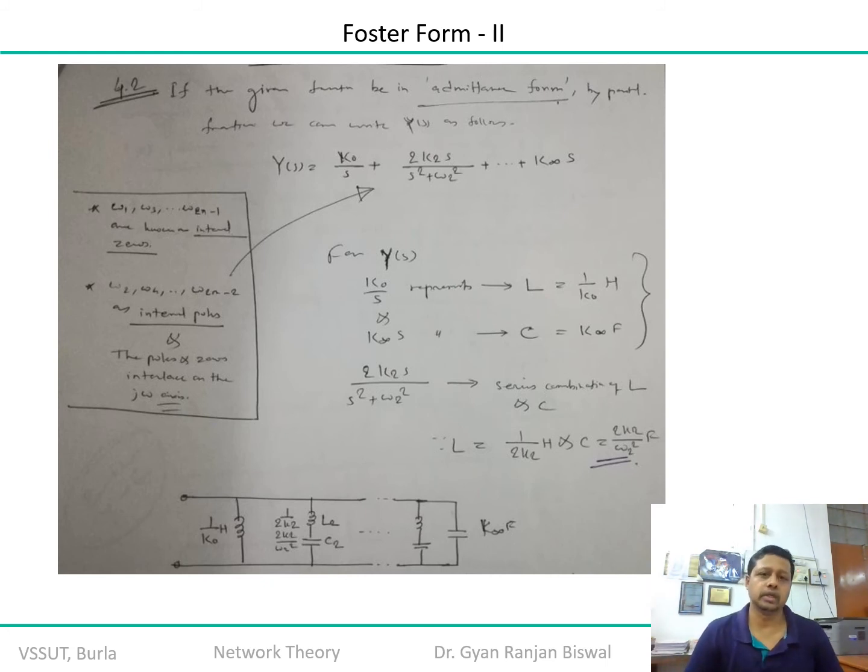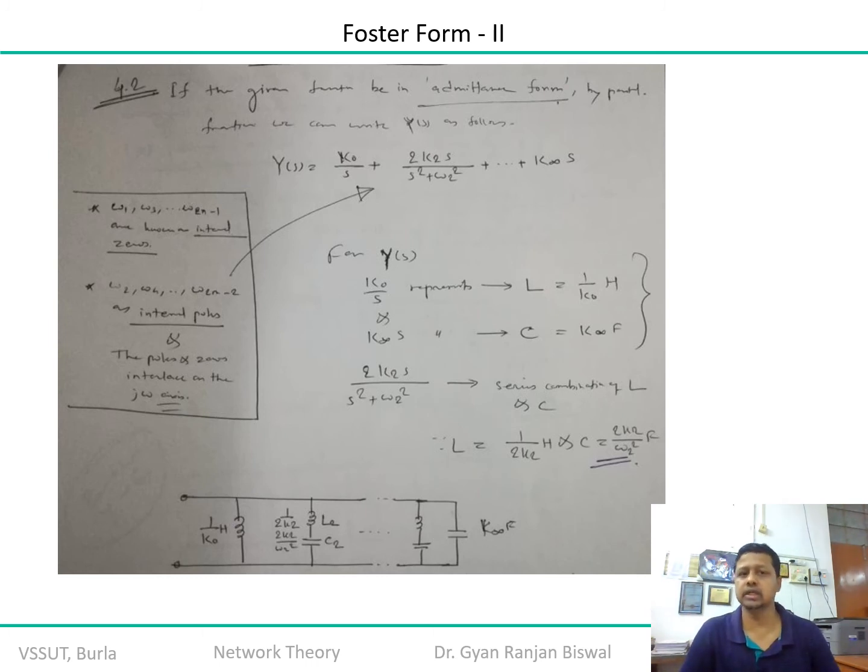So if the impedance function is realized in the form of Foster form 1, then the dual of the impedance function, that is the admittance function, can be realized with the help of Foster form 2. Foster form 2 is nothing but the dual of Foster form 1. Let us see whether we are able to satisfy this statement or not. So now I am going to represent the typical admittance function Y(s), which is nothing but 1/Z(s).